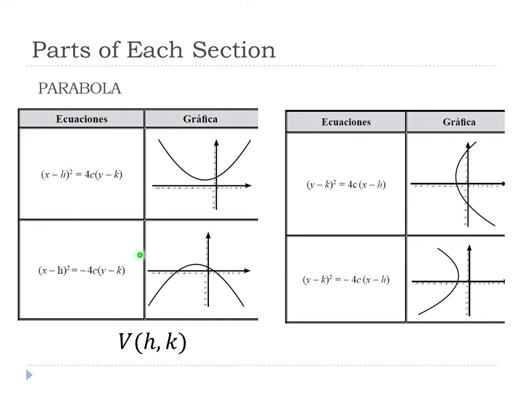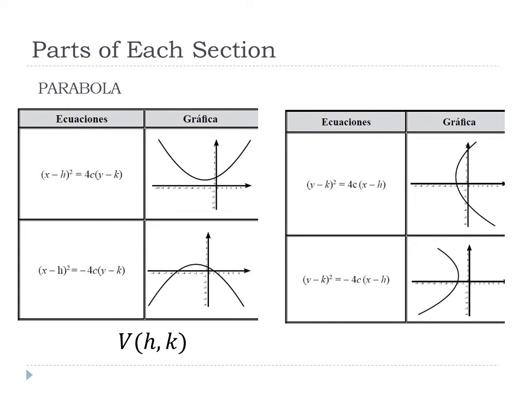Once I've identified it's a parabola, I have to identify if it's a vertical or a horizontal parabola. To do so, I have to look at the term that's squared. If the x is the term that's squared, then it's going to be vertical. If the y is the term that's squared, then it's going to be horizontal. But as you can see, it also can open up or down, right or left.